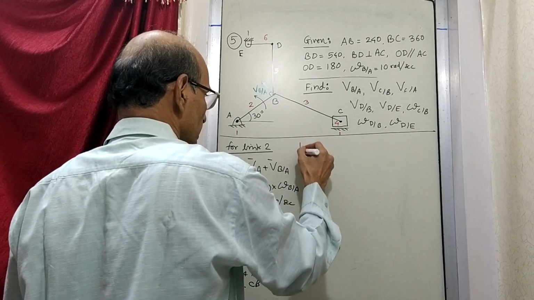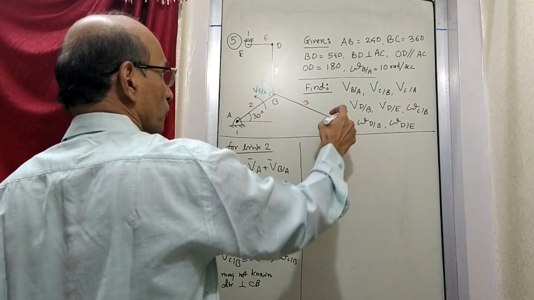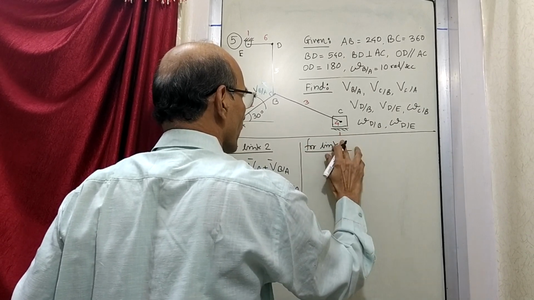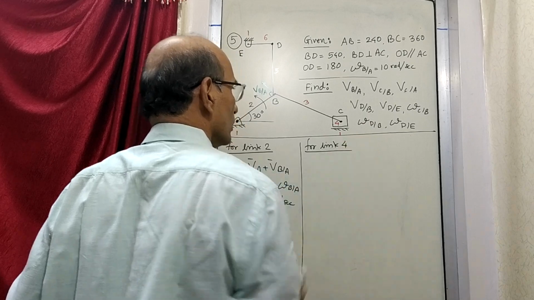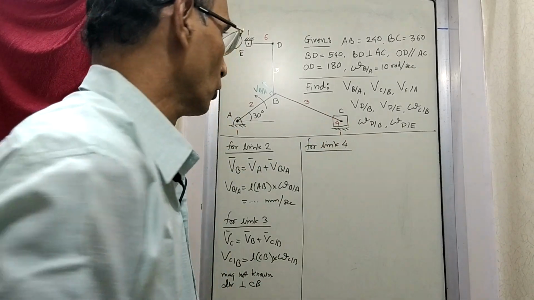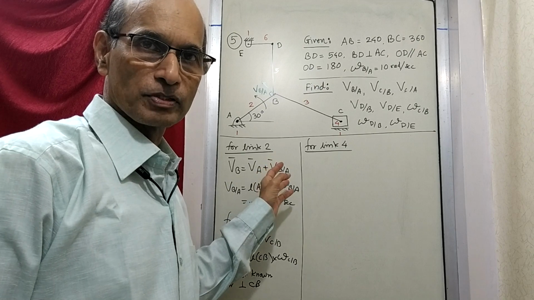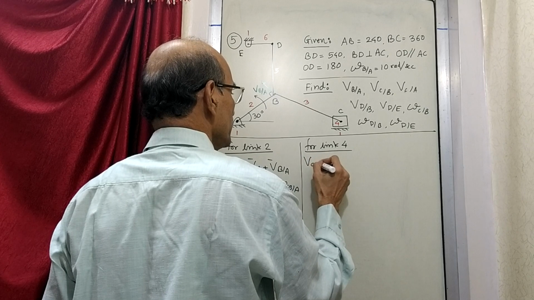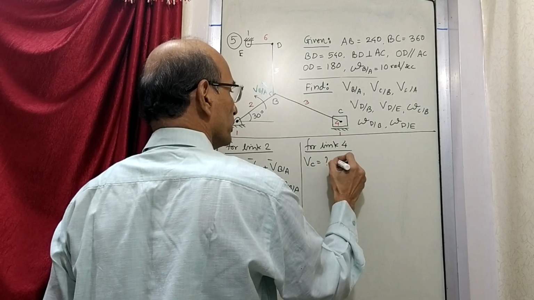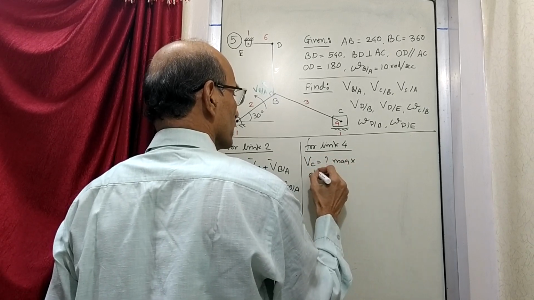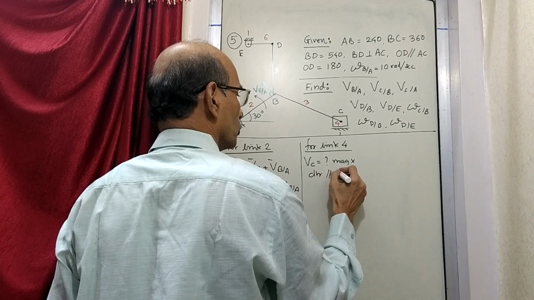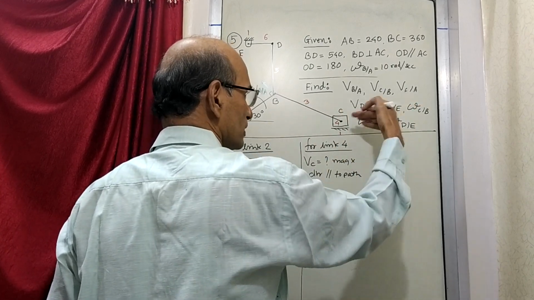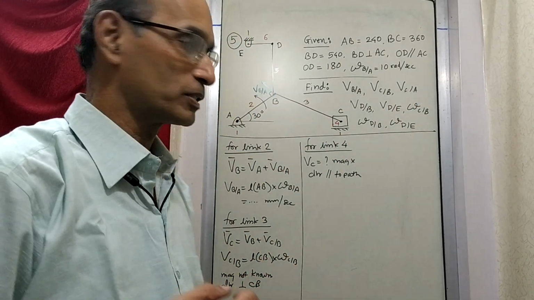Now let's go to the next link, that is link number 4, which is a slider. So now for the slider, what do we do? We will not be able to write this kind of equation there because this is not rotating. So what we'll only write is velocity of C is equal to magnitude not known and direction along the path, parallel to path. Path is like this, so velocity of C will be either like this or like this. So we know the direction definitely.